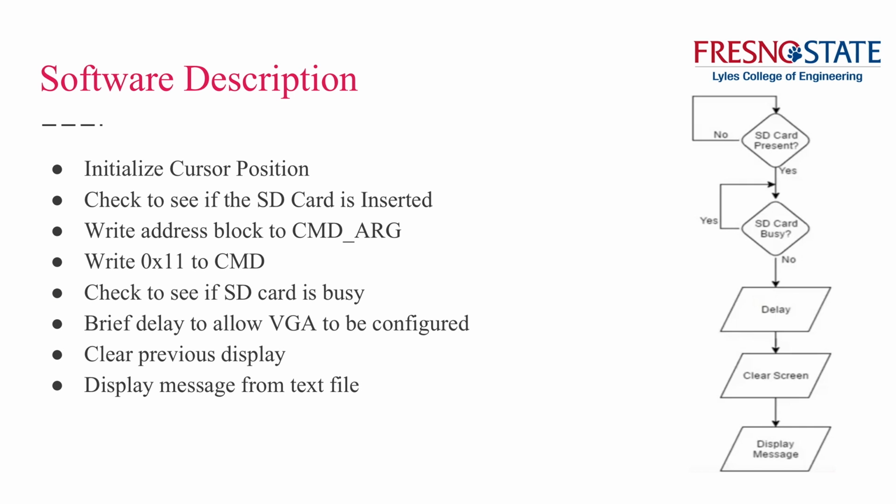we'll write the address block to the CMD argument register, and then I'll write the 0x11 to read, as I mentioned earlier, to the command argument register. After that, I'll check to see if the SD card is busy. Since it's flash memory, it takes a little longer than other memories. Then a brief delay will be used to allow the VGA to be configured correctly.